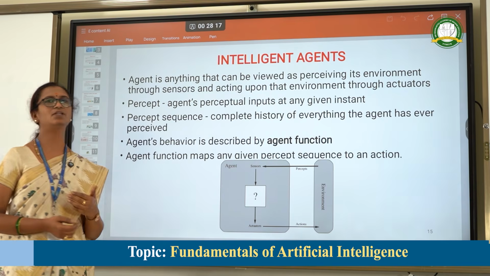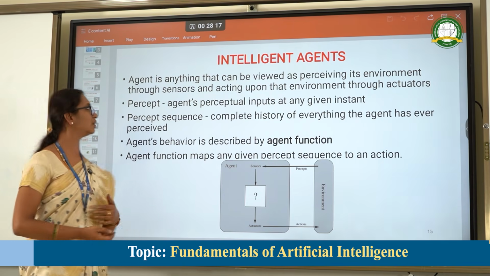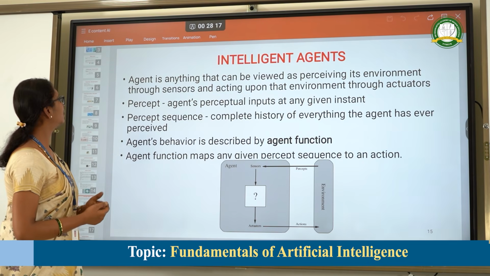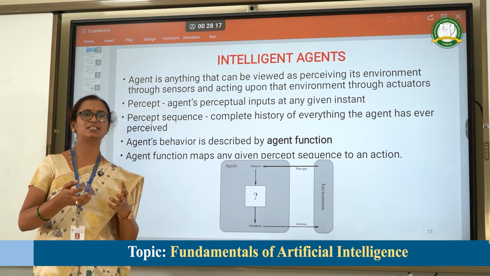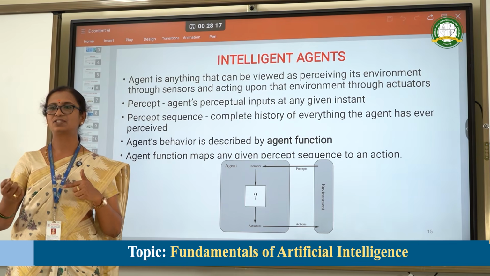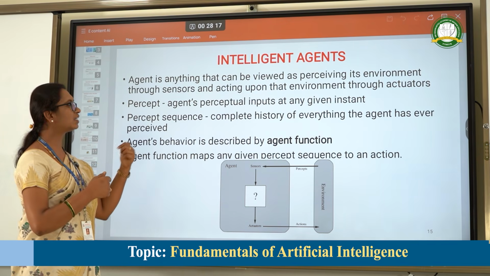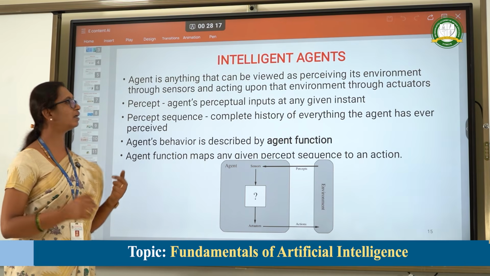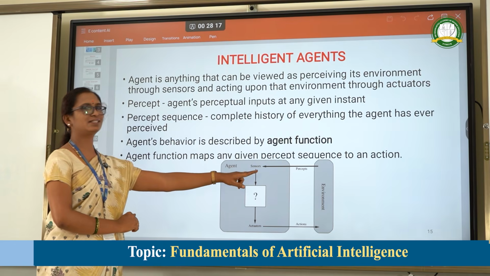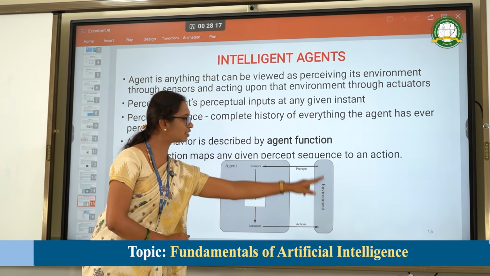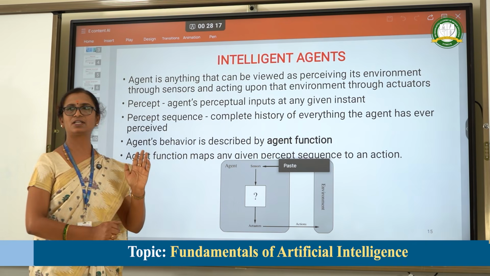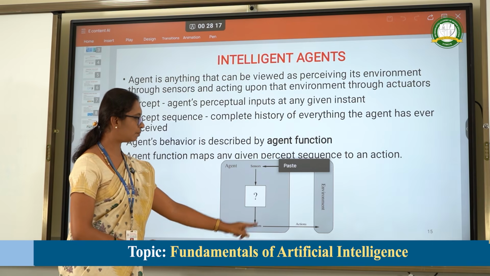Now let's look into intelligent agents. An agent is something which is capable of perceiving the environment through sensors, and using the information obtained through the sensors, it provides suitable actions to control that environment through the actuators. So this is what we call an agent, which contains sensors wherein it continuously perceives the environment, and whatever suitable action is required is carried out with the help of actuators.